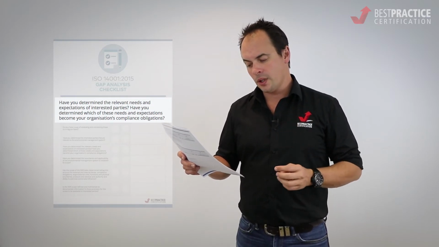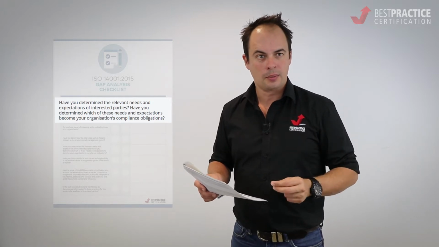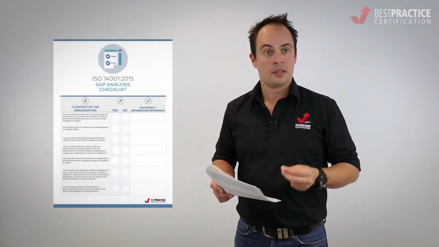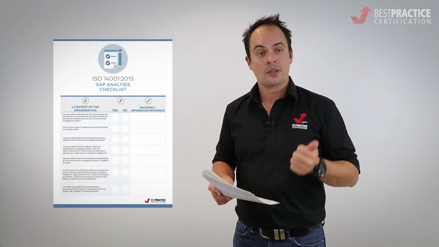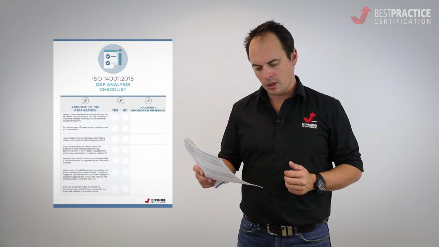And have you determined which of these needs and expectations become your organisation's compliance obligations? Now, compliance obligations typically come from environmental regulators. They might come from some of your customers or some of your suppliers. So think broadly about that, because it is one of the requirements of ISO 14001 to make and deliver the commitment to compliance with legal and other requirements. So that's an important question.